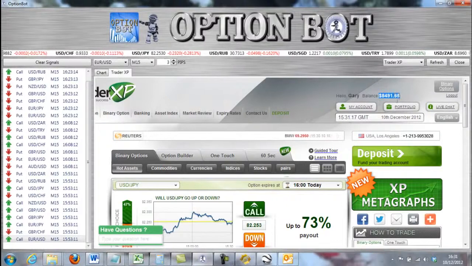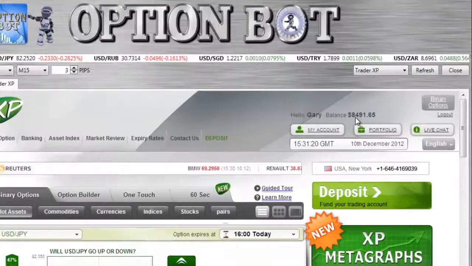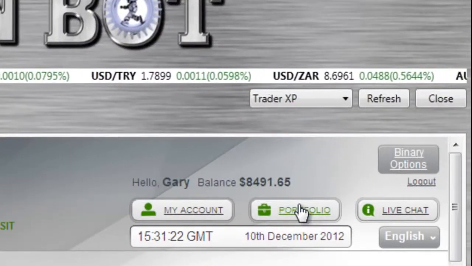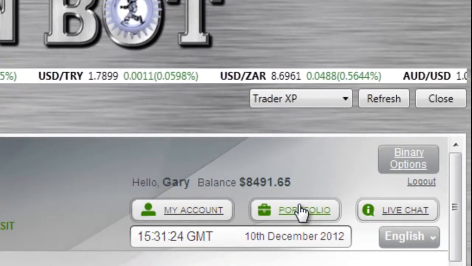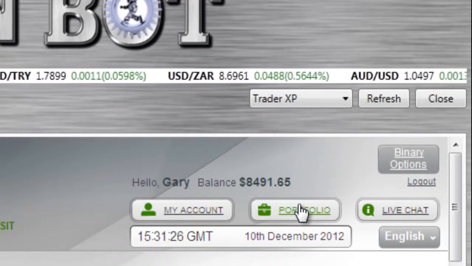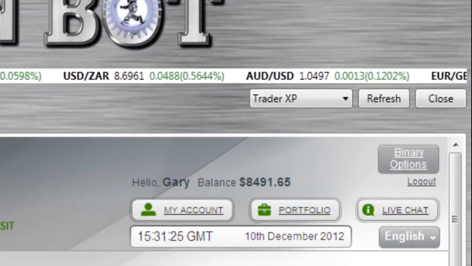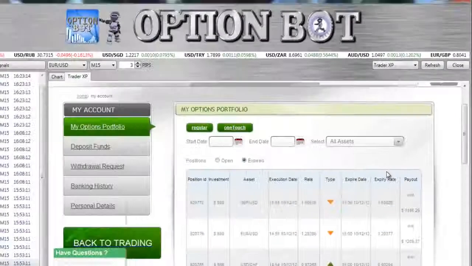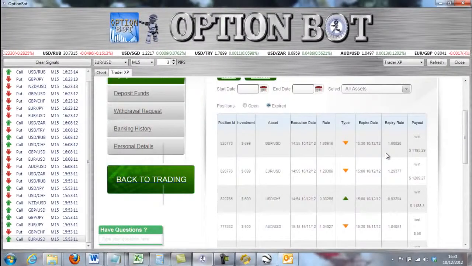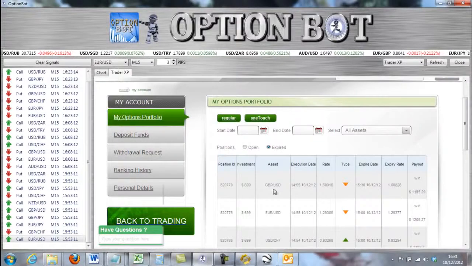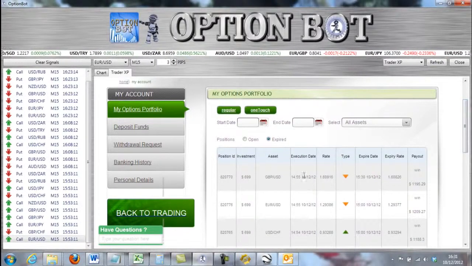The balance has actually increased now to over 8,491.65. If I started off with just under 7,000, so it's about 1,500 US dollars profit in about half an hour. So that's really good. So yeah, here we go. We'll just have a look at this. So as you can see, these are the investments that I made, 699, 10% of what I had, and all three were successful through OptionBot.